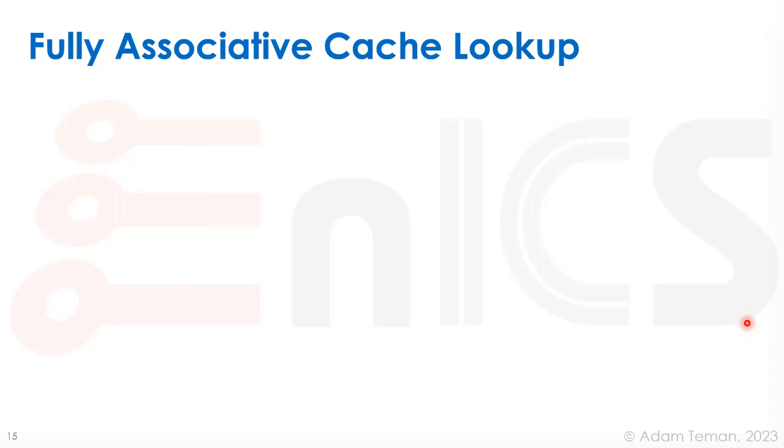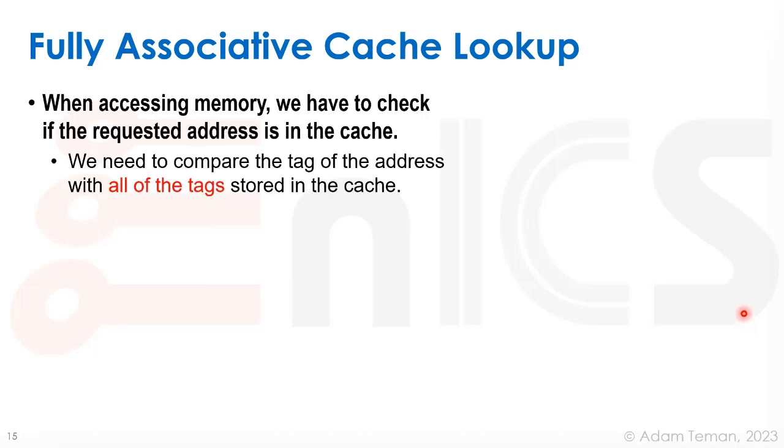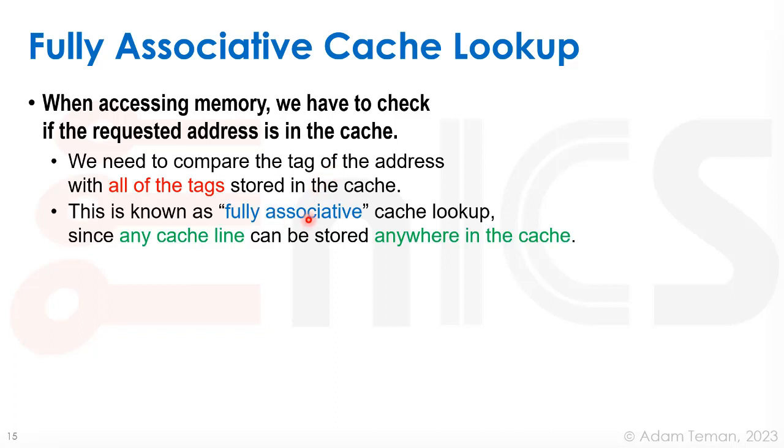So let's first look at fully associative cache lookup. When accessing the memory, as we said in the beginning in our generic look at the cache, we have to check if the requested address is in the cache. Therefore, we need to compare the tag of the address, those 26 bits that we took, with all of the tags that are stored in the cache. When we compare to all of the tags stored in the cache, to every one of the cache lines, this is known as fully associative cache lookup, because any cache line can be stored anywhere in the cache.